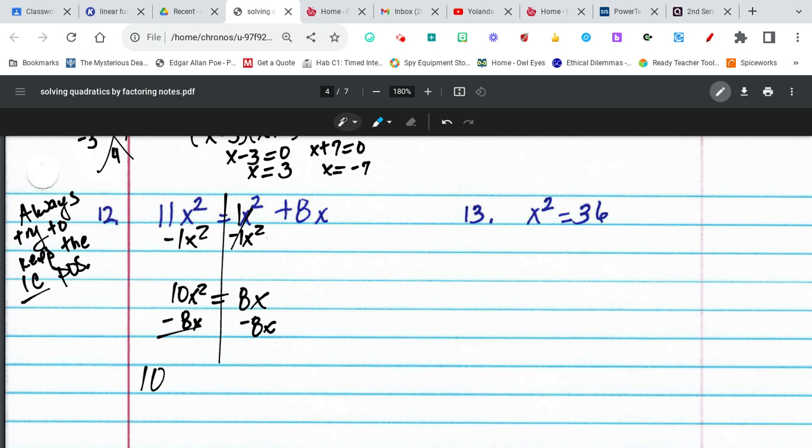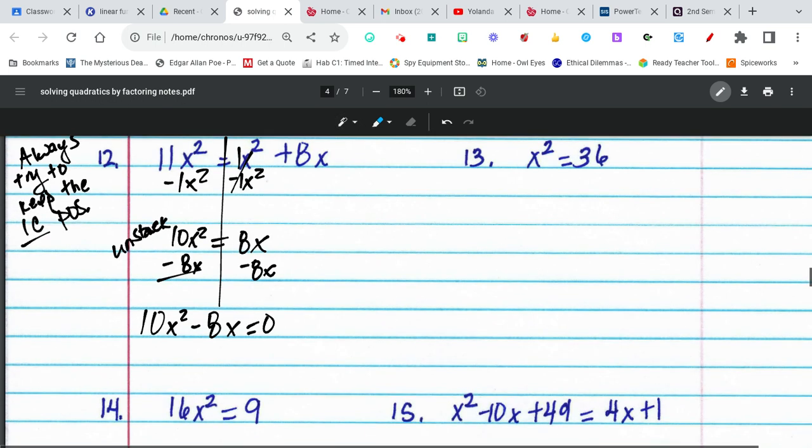So I'll end up going to unstack these. It'll look better. Unstack them. So I end up with 10x squared. Keep that leading coefficient positive. 10x squared minus 8x equals 0. Now I got it equal to 0.